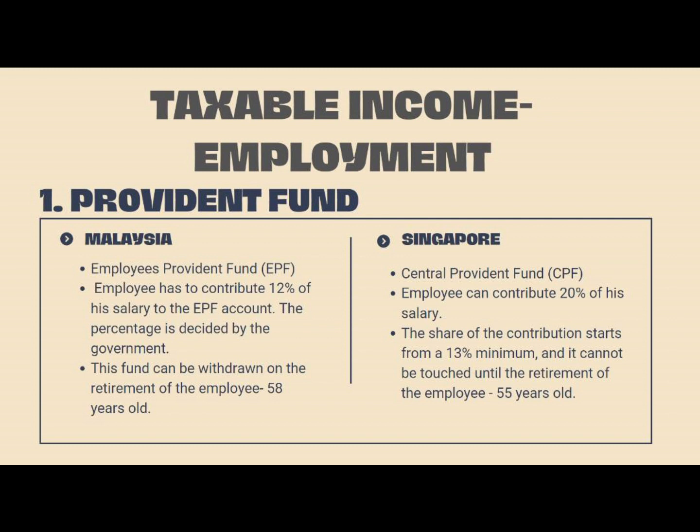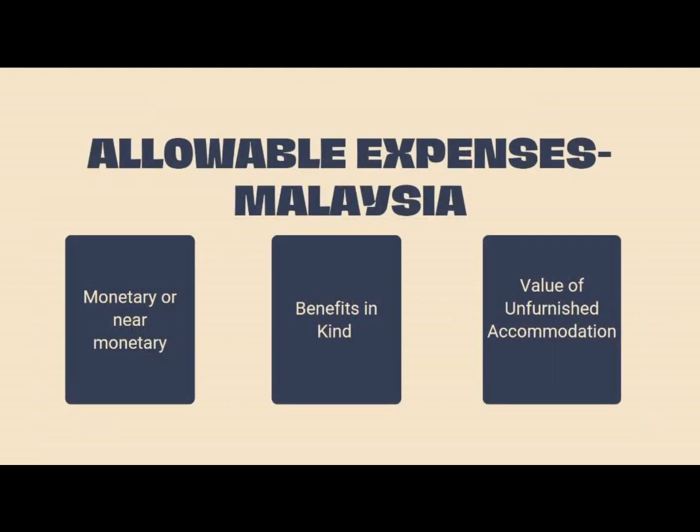The EPF program requires employees to contribute 12% of their salary to the EPF account, which can be withdrawn on retirement age of 58. For the Singaporean, they have to contribute 20% of their salary. The share of the contribution starts from 30% minimum and it cannot be touched until the retirement age, which is 55 years old.